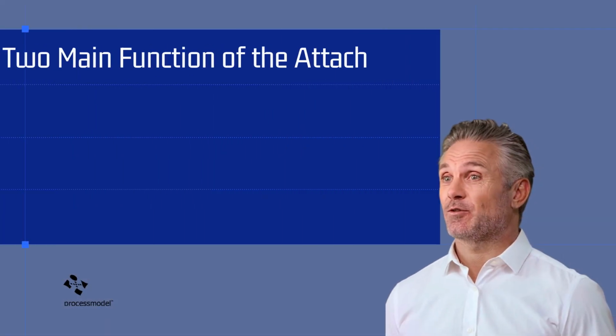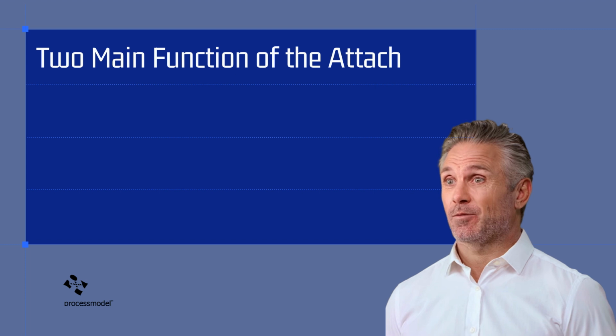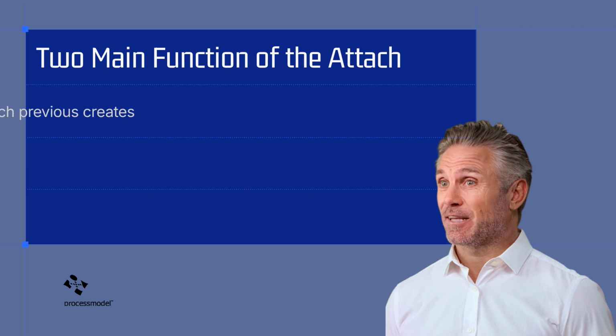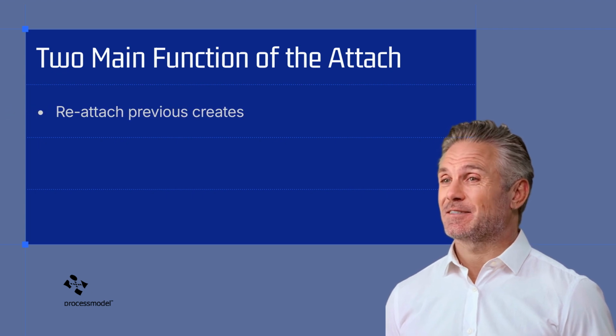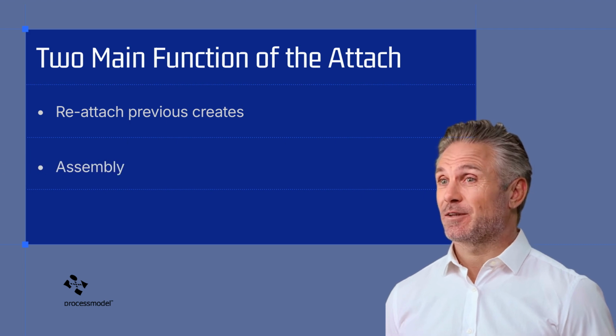We seldom use create routes in isolation. Usually, a create route is combined with an attach route. The attach routes perform two main functions: to reattach previously created entities, or to join parts during assembly.